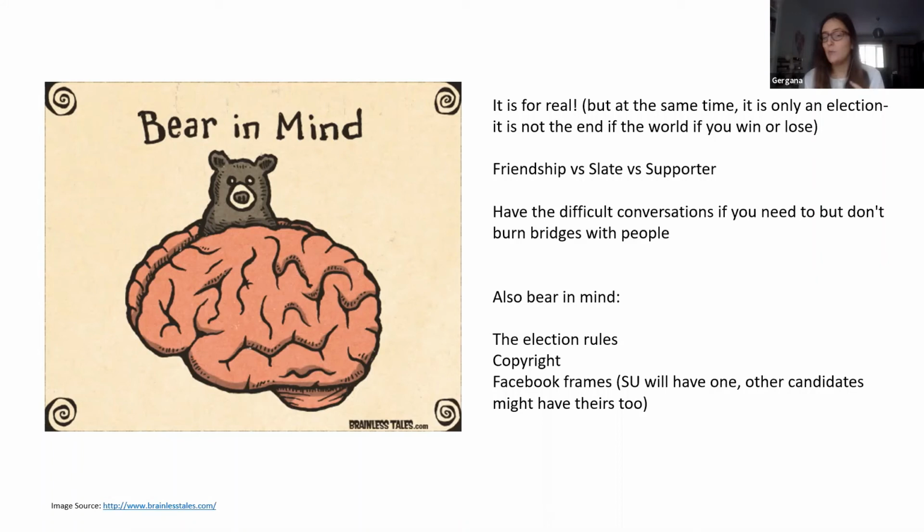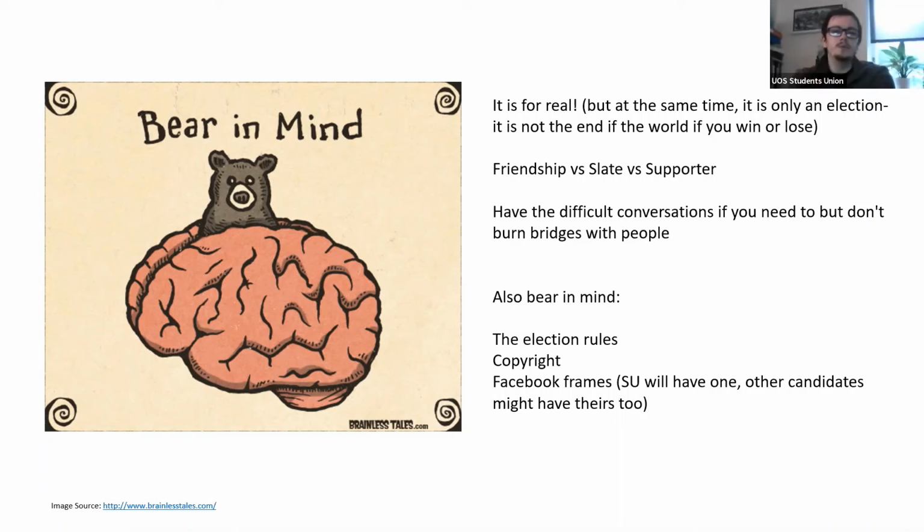We will be doing an SU frame, like an I voted frame. This was just an idea if you wanted to do one as well. I don't know if you want to clash it with our one, because our one will be potentially for anyone who has voted, who'll be able to change their profile picture on Facebook with I voted. But if you wanted to do I voted for this person and personalize it, that's one idea.